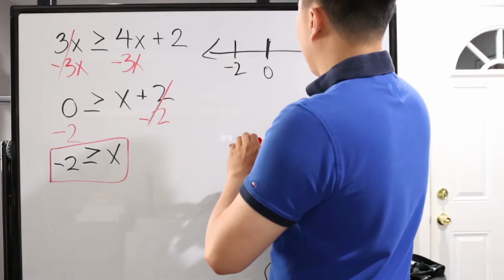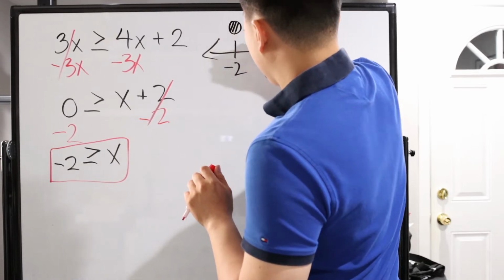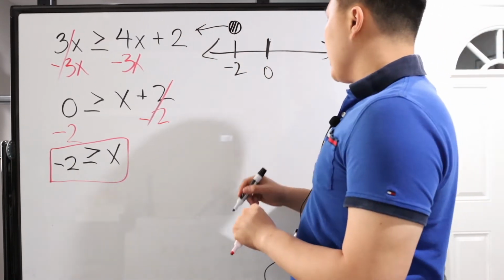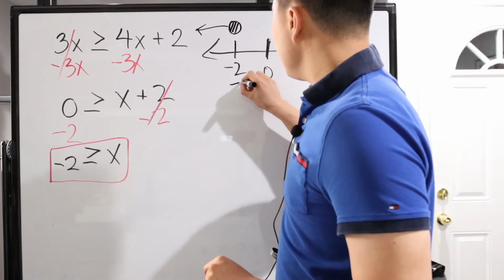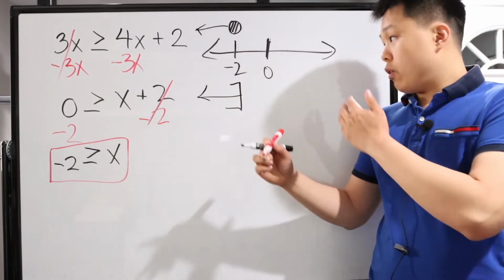So with the dot notation, we're going to do this. We're including it, and everything smaller is going this way. With the bracket and parentheses notation, we're going to include, so it's going to be a bracket, and the arrow would go this way. And that's how you would solve the second problem.